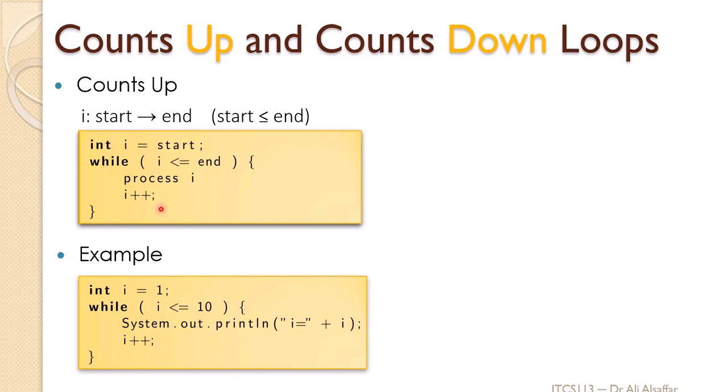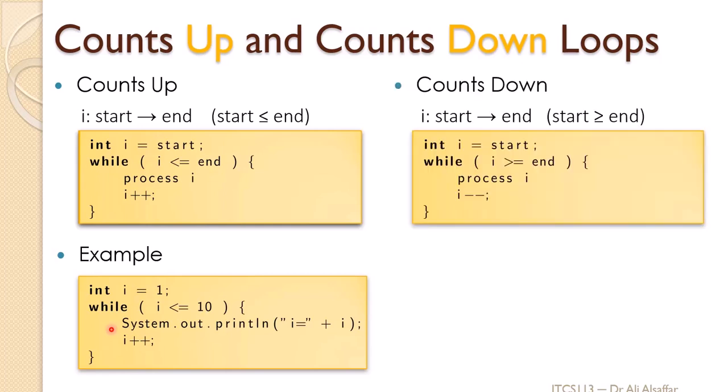Here is an example. This loop is counting 10 times. How did I know 10 times? Because it starts from 1, it ends at 10, and it is increased by 1 in each iteration. So I know that this loop will repeat 10 times.